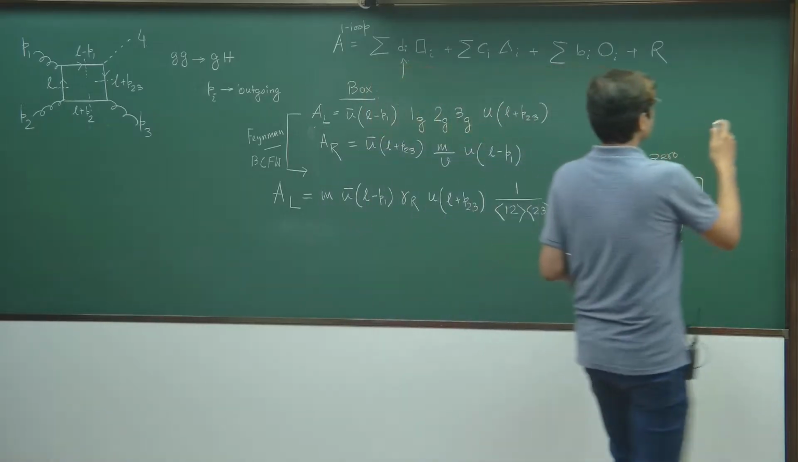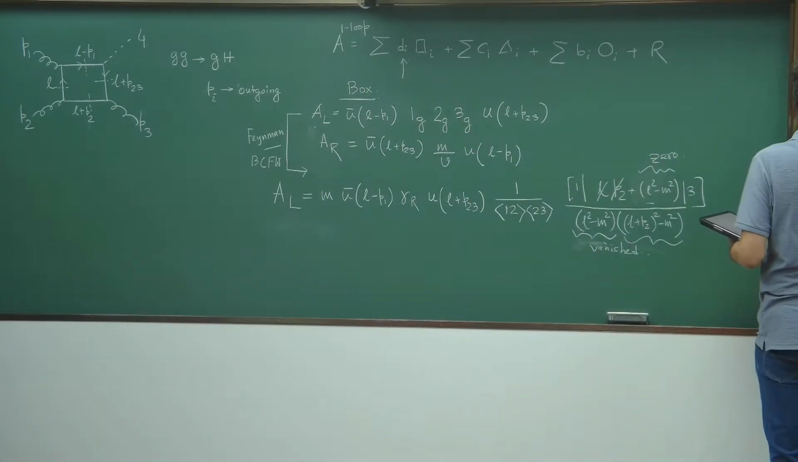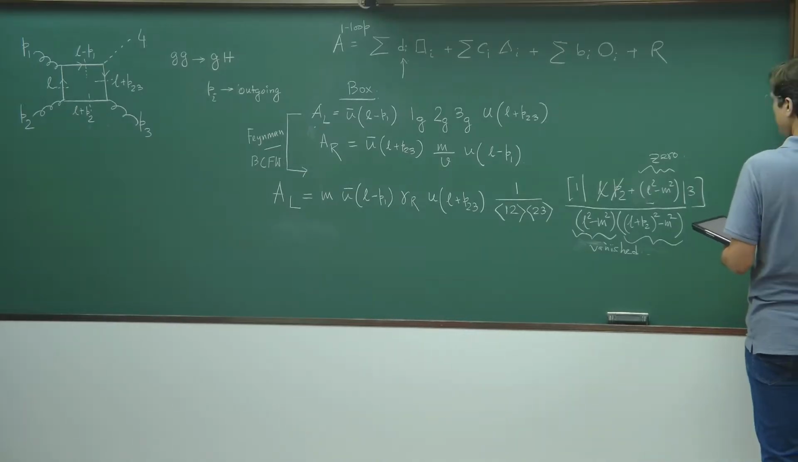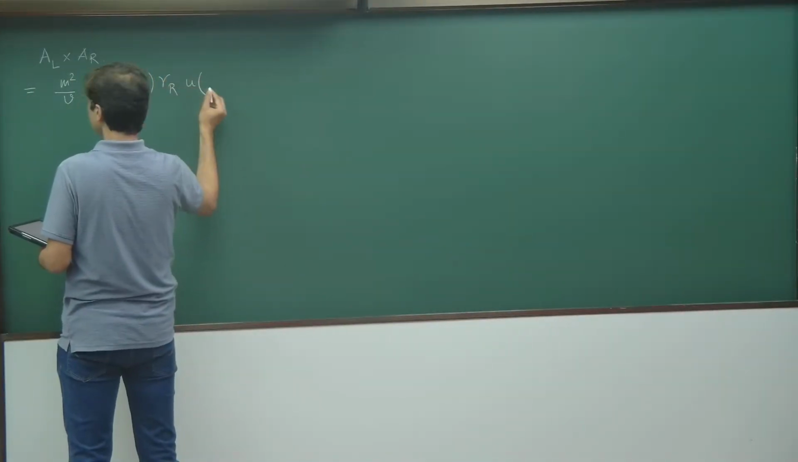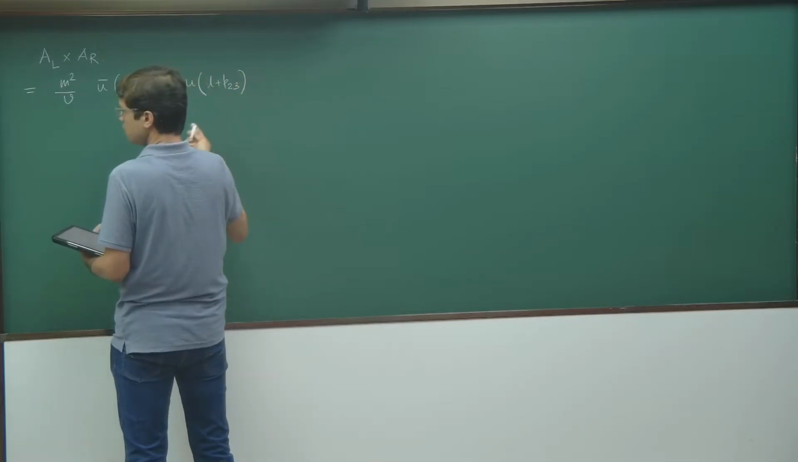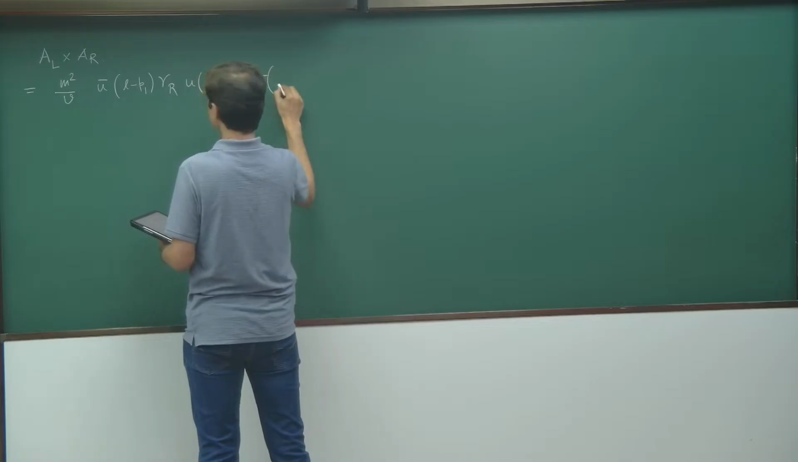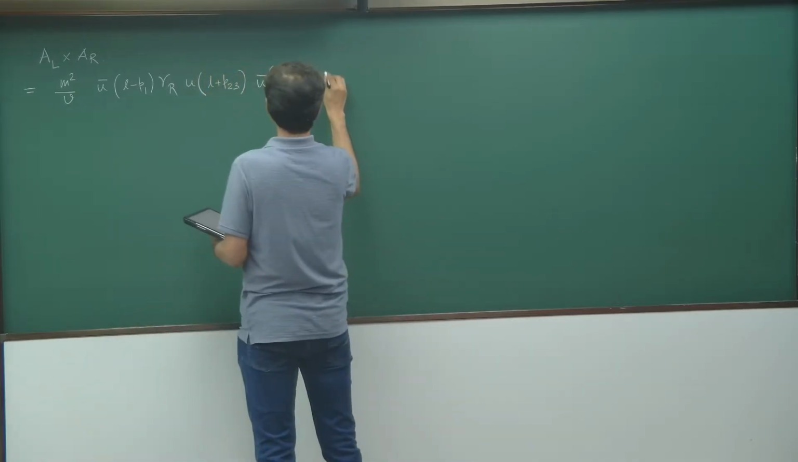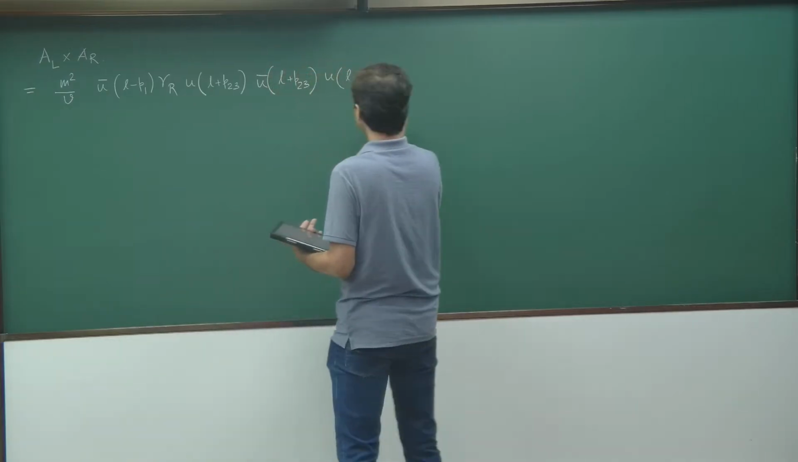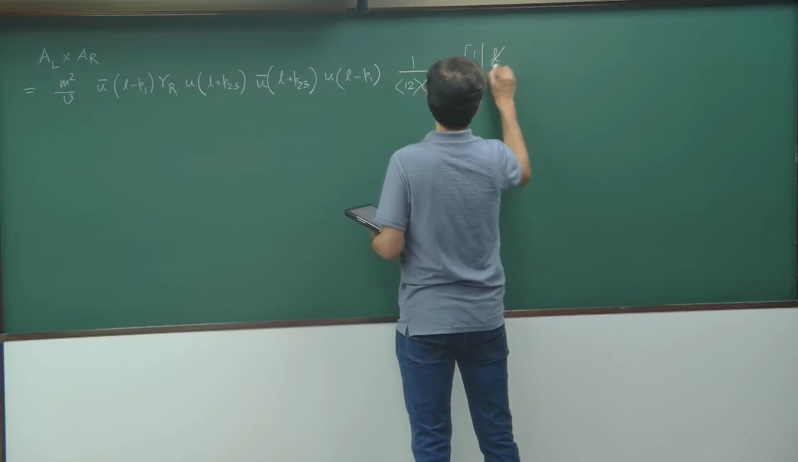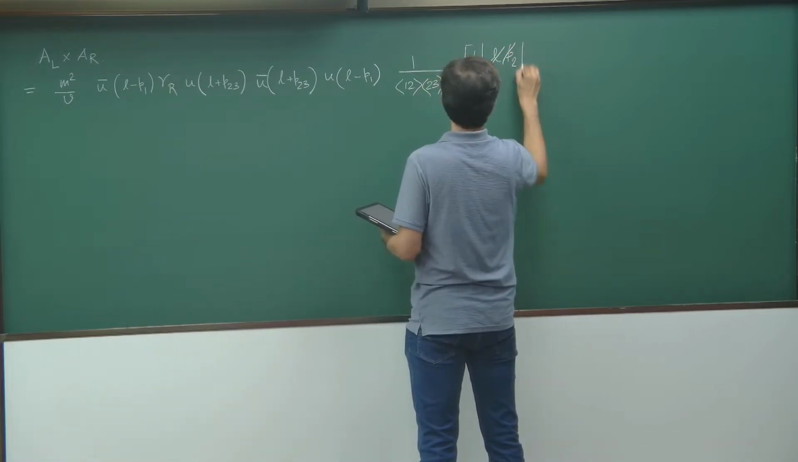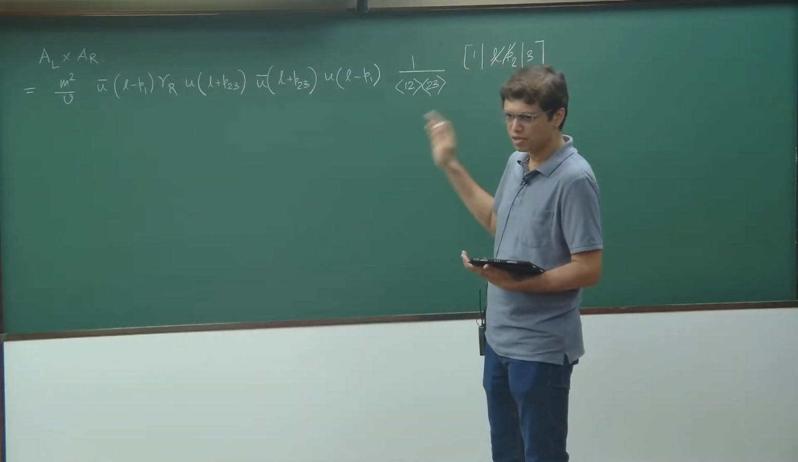So once I put the four cut, my result is AL times AR, which is m squared by v, u bar (L minus P1) gamma r u (L plus P23), and then u bar (L plus P23) u (L minus P1), and then the rest of the part, 1 2 2 3, 1 L slash P2 slash 3. This is my result after the four cut.